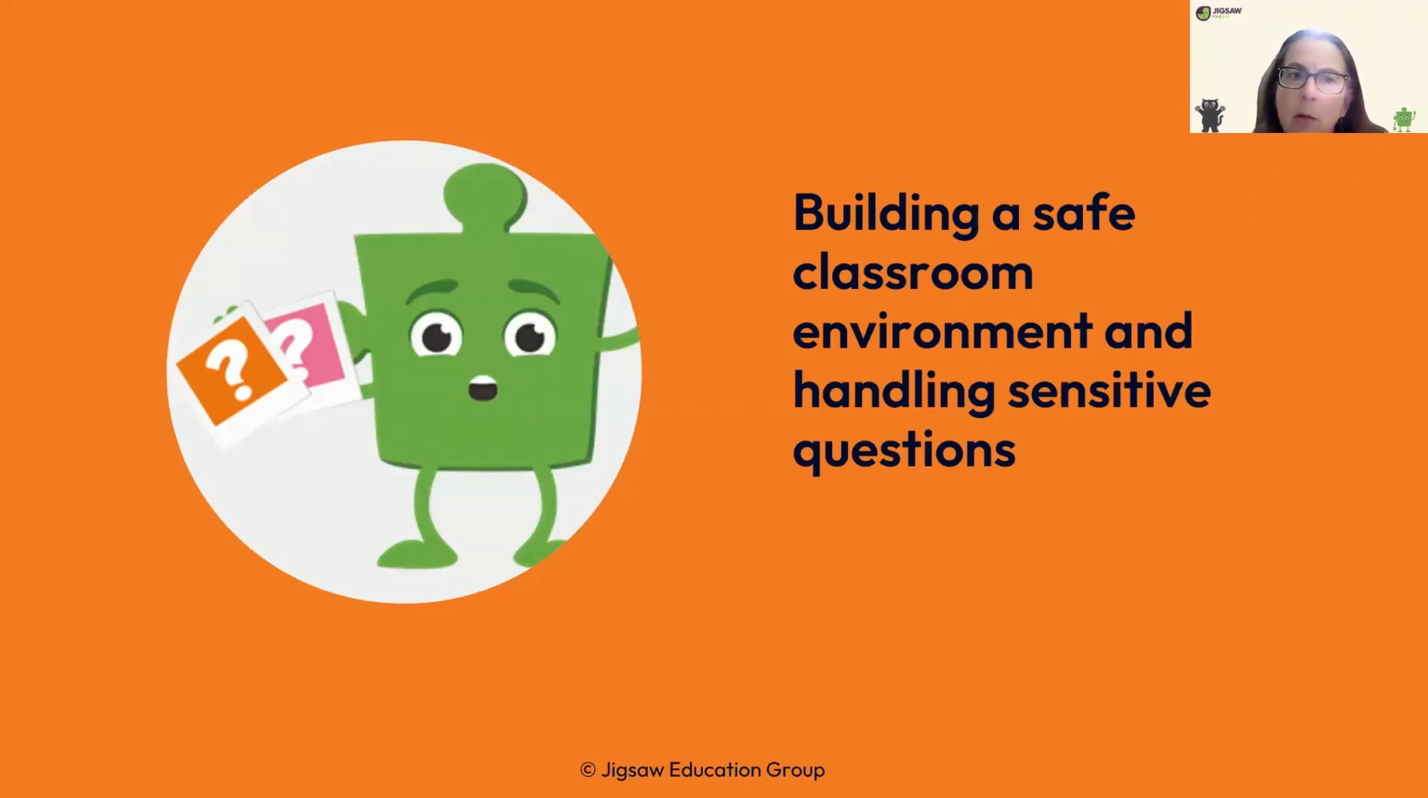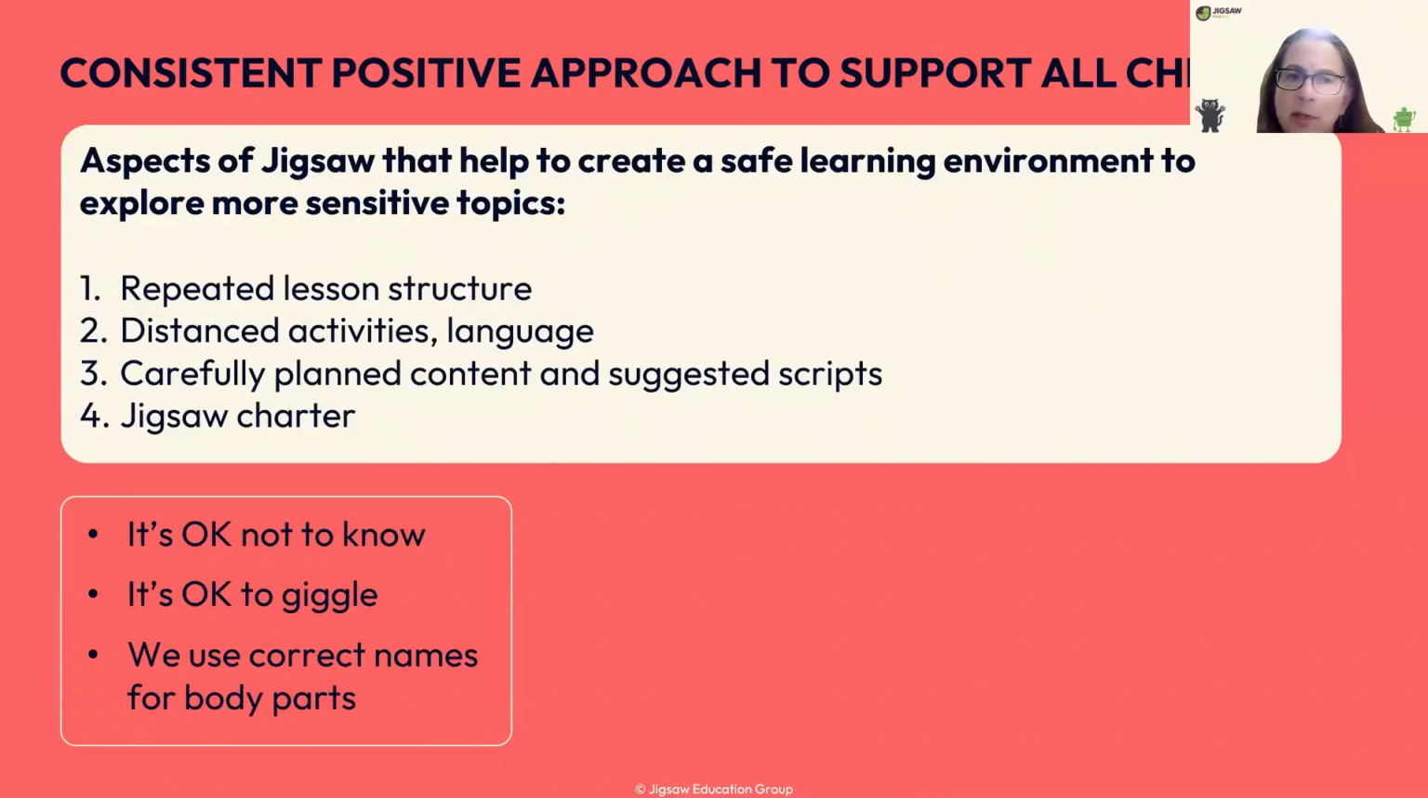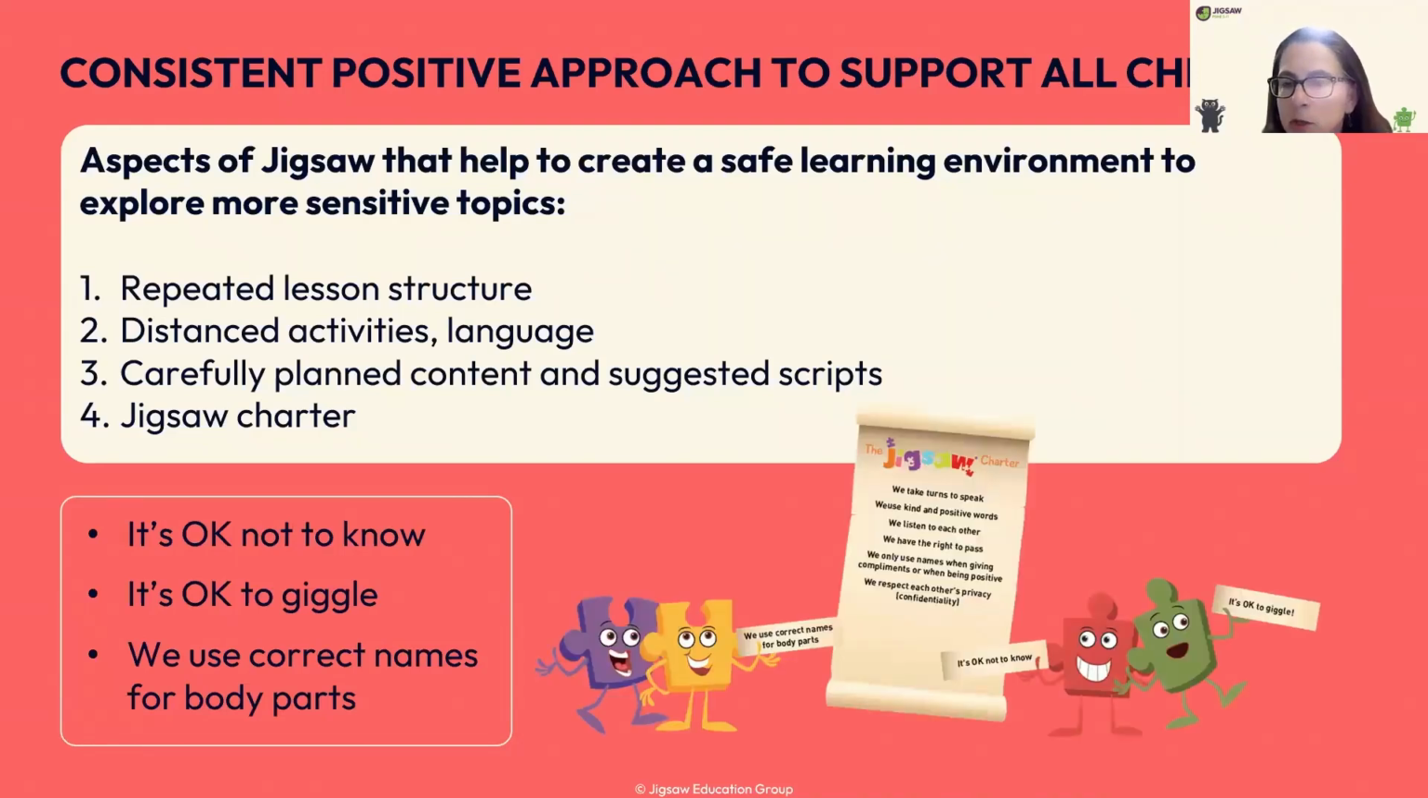But just remember as well that your consistent approach to PSHE is supporting all children with these types of topics. That lesson structure, the distancing of activities, the language, like what might someone feel in this situation, not what might you feel. All of those things that we build in to help you support that language. And the Jigsaw Charter. And again, a reminder, especially in year 5 and 6, we've actually got an adapted Jigsaw Charter in these lessons. So you can really revisit and say, do we need to add some extra rules about the correct names of body parts? And it's okay if we don't know. And those bits are there as well.